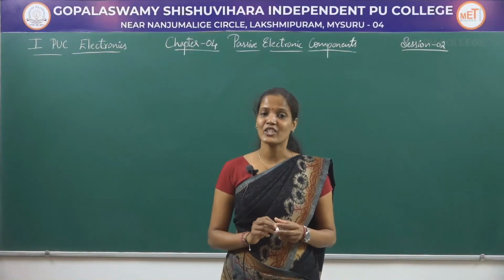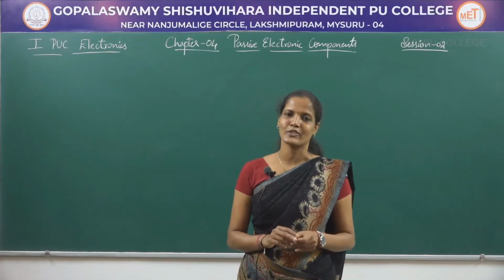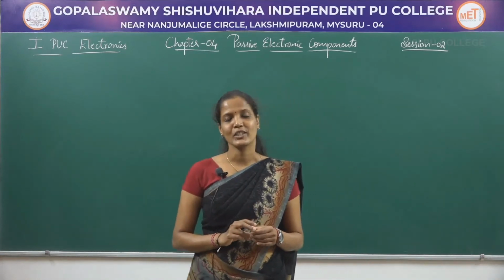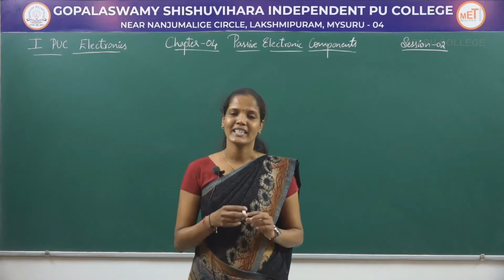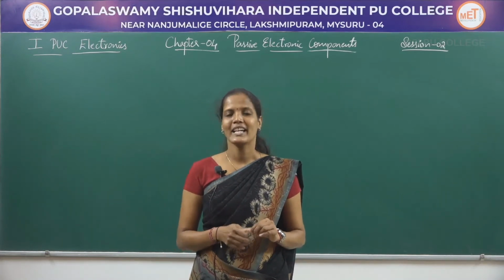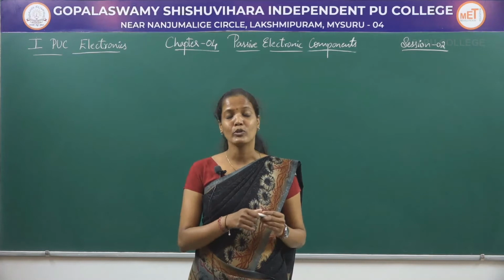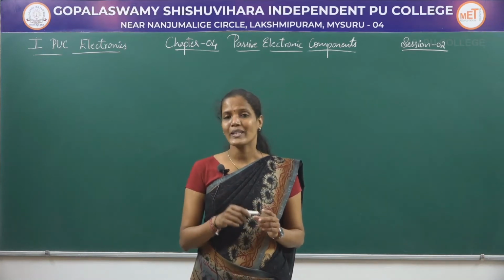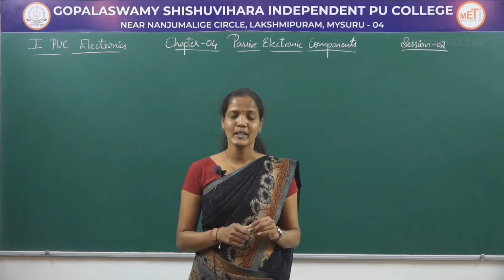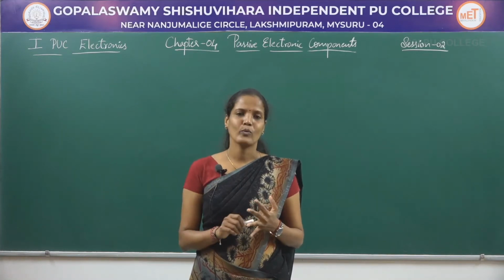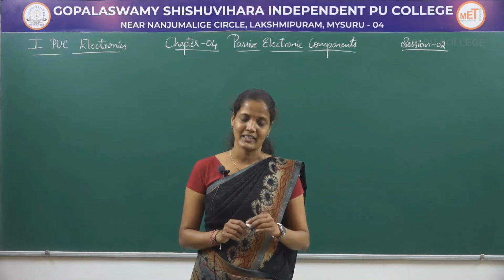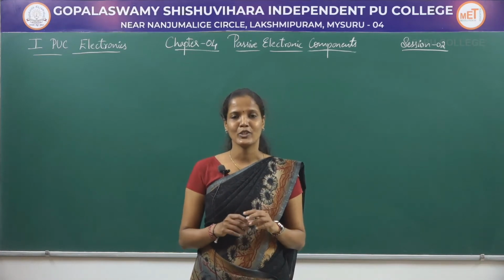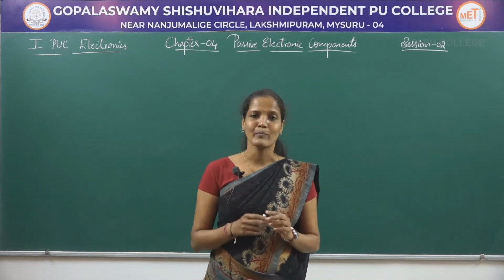This is the second session of the fourth chapter, Passive Electronic Components. In the last session, we discussed the difference between the active as well as the passive components, and we saw the examples for both passive as well as the active components. And we also started with the very first passive component, that is the resistor. We saw its definition and some of the specifications of the resistor. So in today's session, we will be continuing with the further topics of the same chapter.